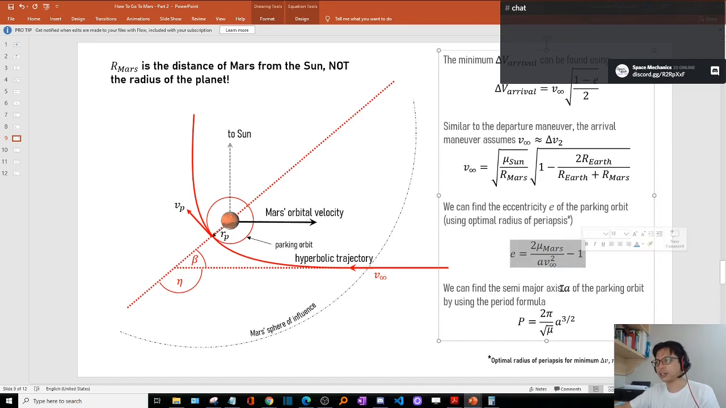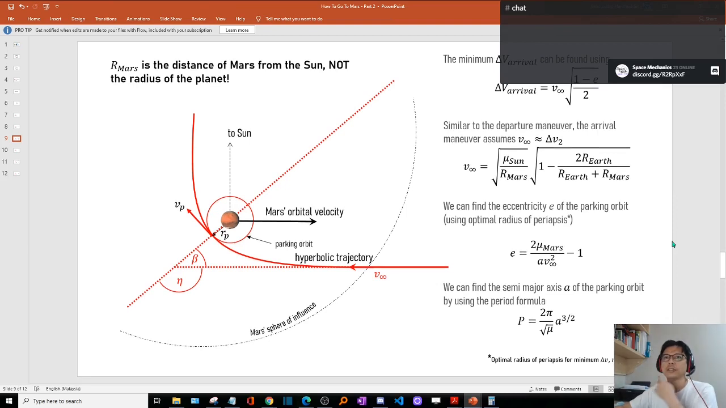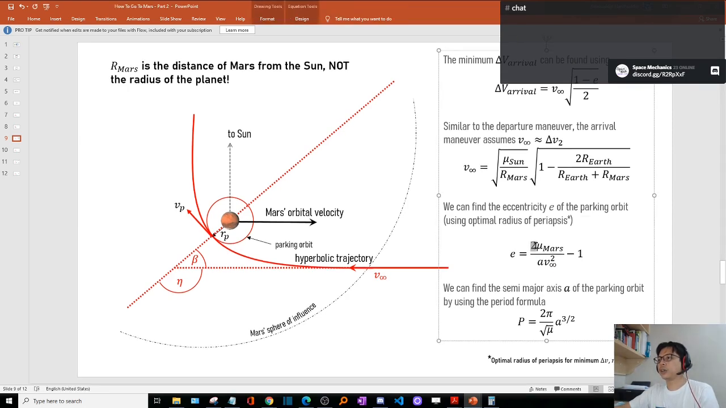So this is the formula. Write this down, or better yet, just copy down this PowerPoint slide and make sure you know it. It's 2 mu Mars divided by V infinity squared, minus 1. Okay, we know this, we know this, we know this, we know 1, but we don't know A.